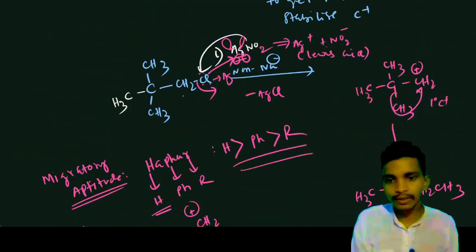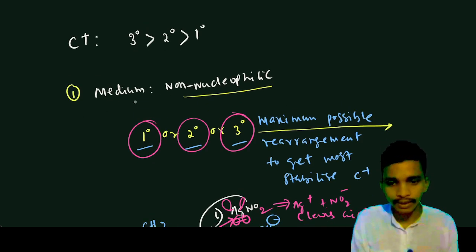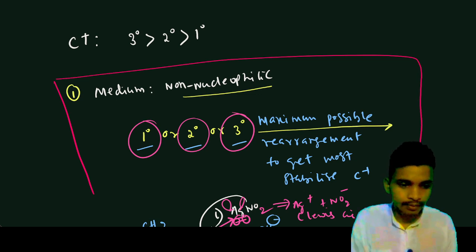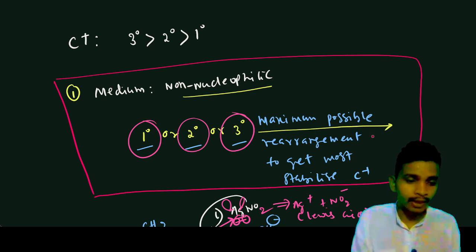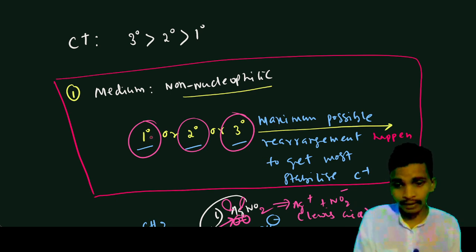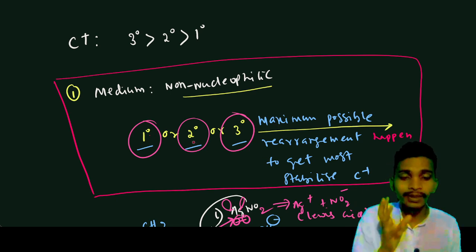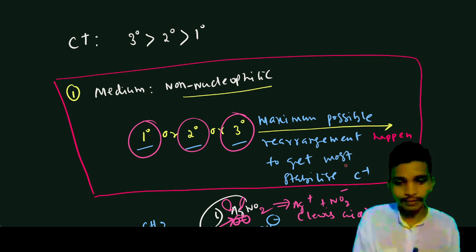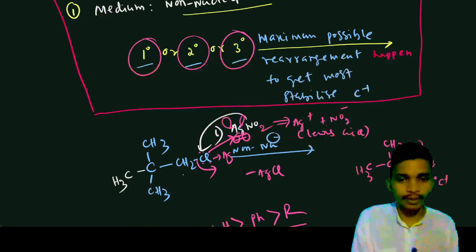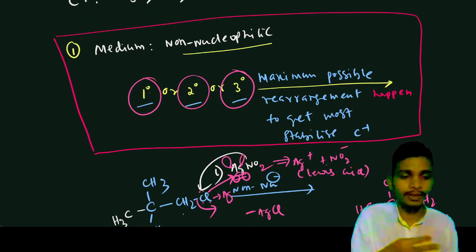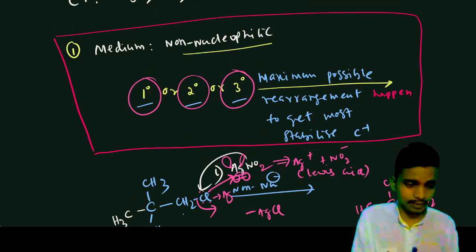Okay, so that we have to keep in mind. So what I'm saying here, first point: if the medium is non-nucleophilic, this point has to be remembered, then maximum possible rearrangement happens to get the most stabilized carbocation, whether it may be 1 degree, 2 degree, or 3 degree. Okay, so that's what I explained here. If it is non-nucleophilic, then the maximum rearrangement will happen to get the most stabilized carbocation.